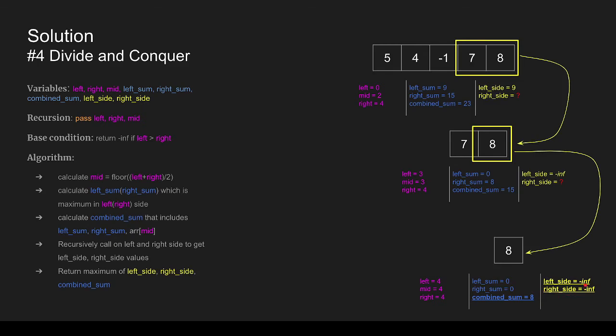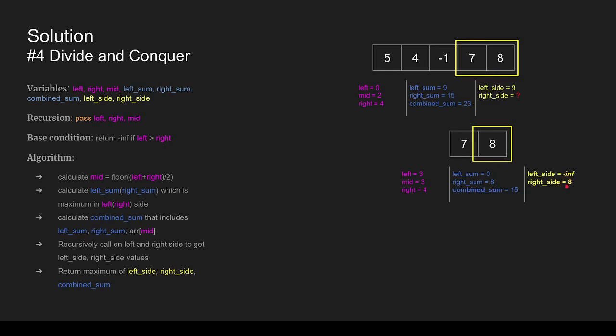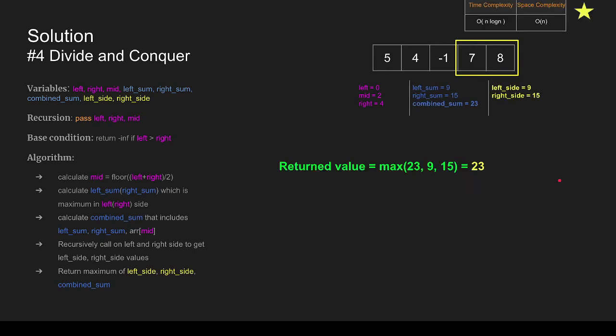So we have the value minus infinity, and the combined sum is 8, and that's what gets populated on the right side. Now we have 8, 15, and minus infinity, and we have to return the maximum of both the values. That's why the 15 becomes the value. And then after that, we have another recursion that happens. The combined sum is 23, left side is 9, right side is 15, and we have to return the maximum value, which becomes the 23, and that's why the answer is 23 here.